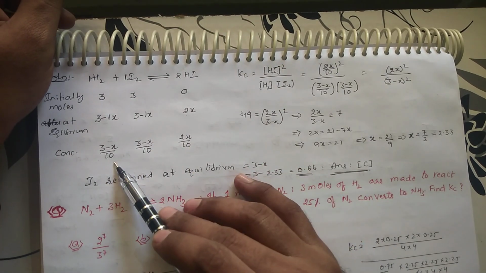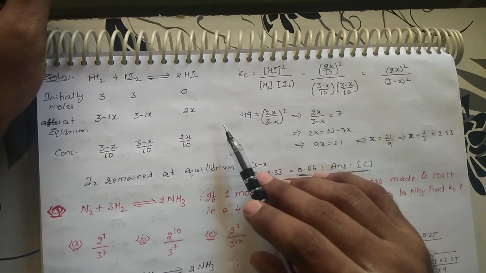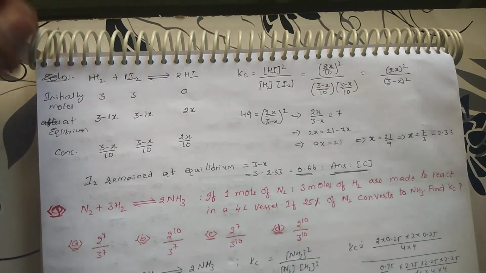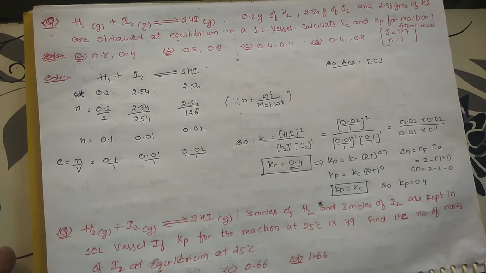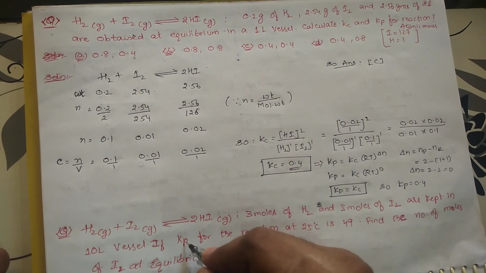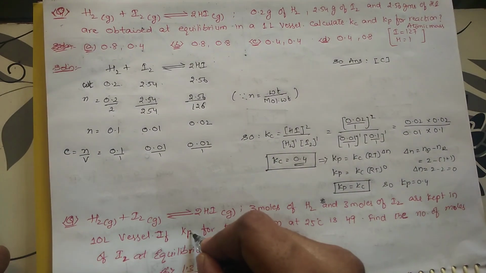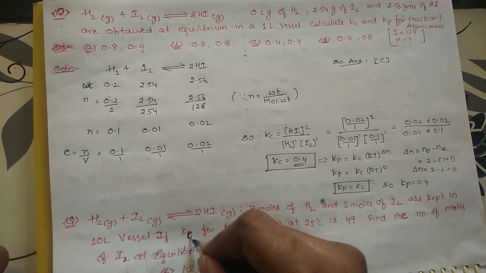Now if you want to calculate the concentration, in the question he has mentioned Kp. So instead of Kp, you take it as Kc, not Kp. Kc for the reaction is 49, right?